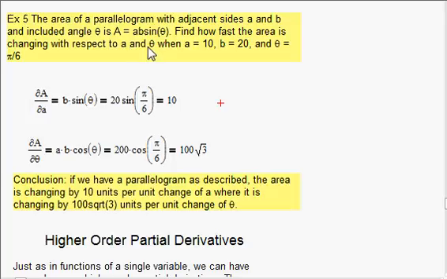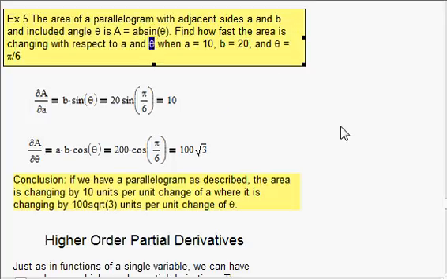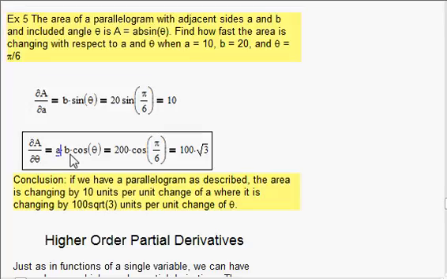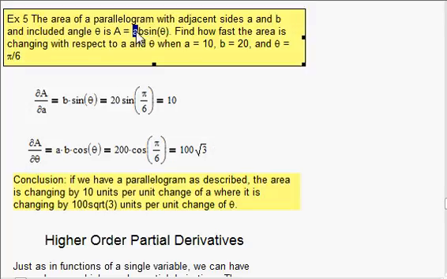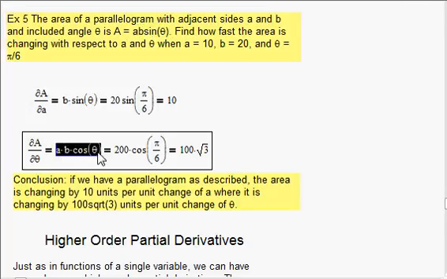And so how fast is the area changing with respect to theta at that point? Well, again, now a and b are constant, so when you take the derivative of a b sine theta with respect to theta, the derivative of sine of theta is cosine theta times this constant a times b, so we get a times b times cosine of theta. The derivative of sine is cosine, of course.